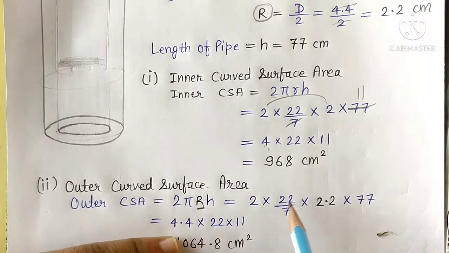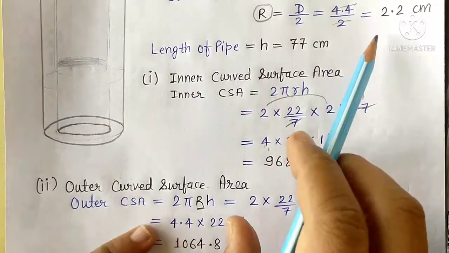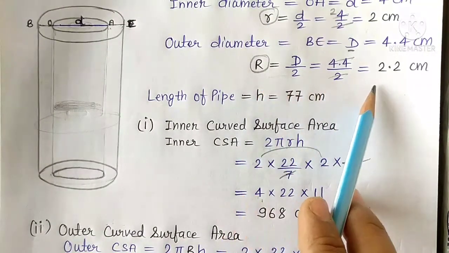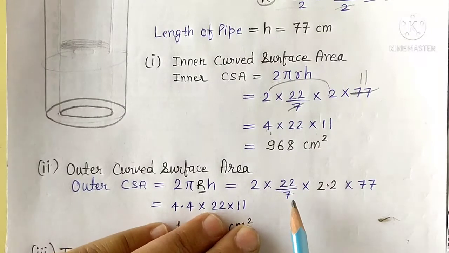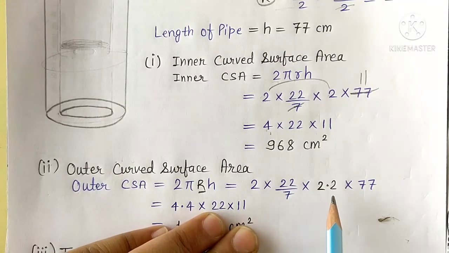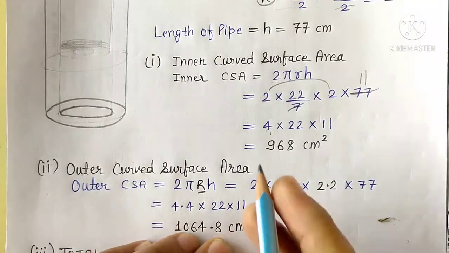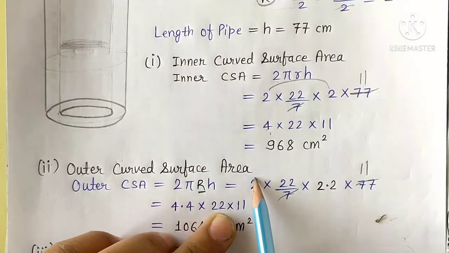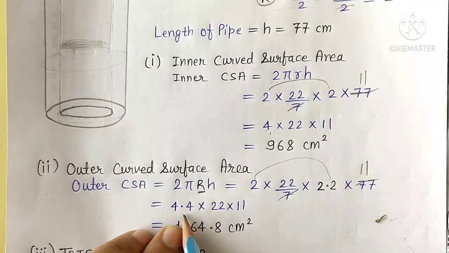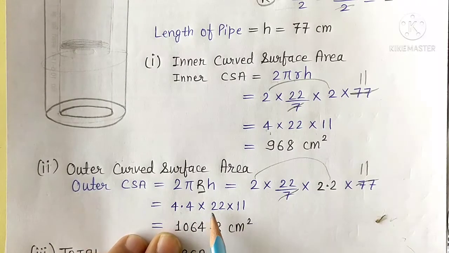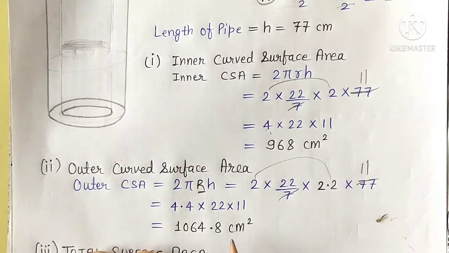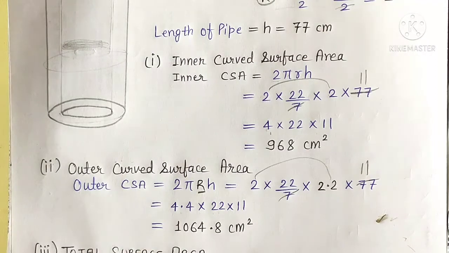So 2 into 22/7, R will come 2.2, because we have found the outside R, as you can see here, capital R is 2.2. So we are using the value of 2.2, that is capital R, multiplied by the same height 77. Now again you can cut 7, 11s are 77, 2 into 2.2 will come 4.4. So 4.4 multiplied by 22 multiplied by 11 comes to 1064.8 centimeter square.